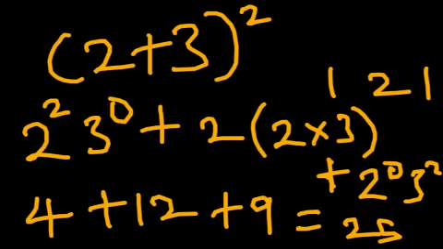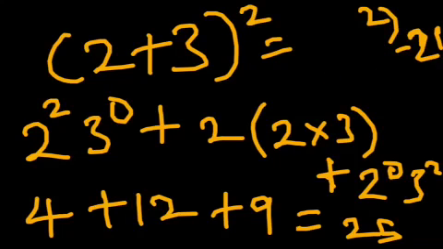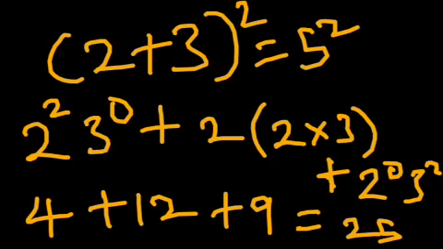Another way: if we don't do out a binomial this way, let's just do 2 plus 3, which is equal to 5. This is 5 squared, which is equal to 25. And all of us know the square of 5 is 25.